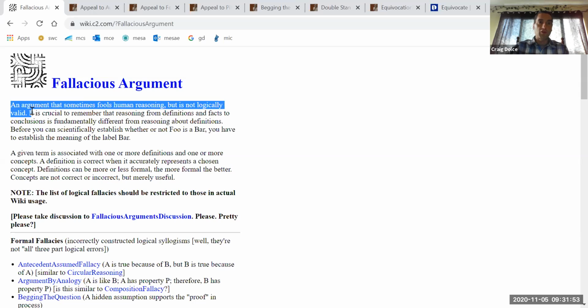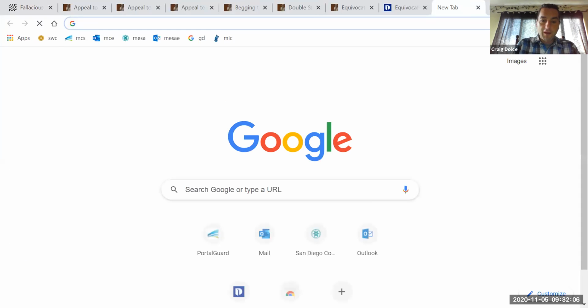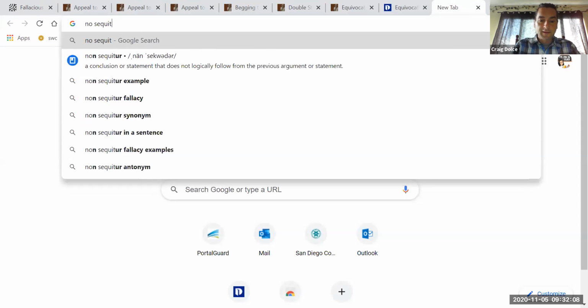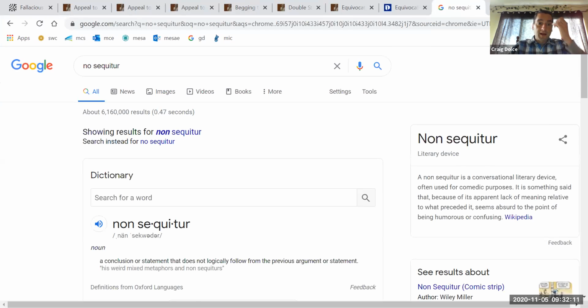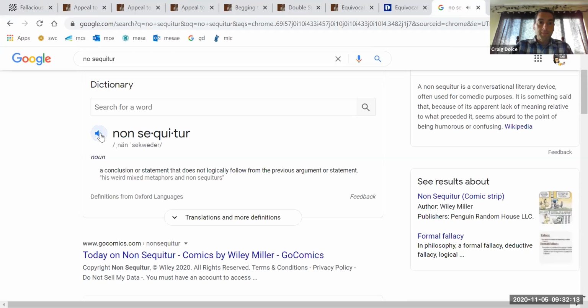The first one, the Latin term non sequitur, covers most fallacies. It literally in Latin means it does not follow. So if you ever want to use the Latin phrasing, non sequitur, a conclusion or statement that does not logically follow. So it covers all fallacies. They're all non sequiturs. You can add that to your tool belt of critical thinking terms and strategies.